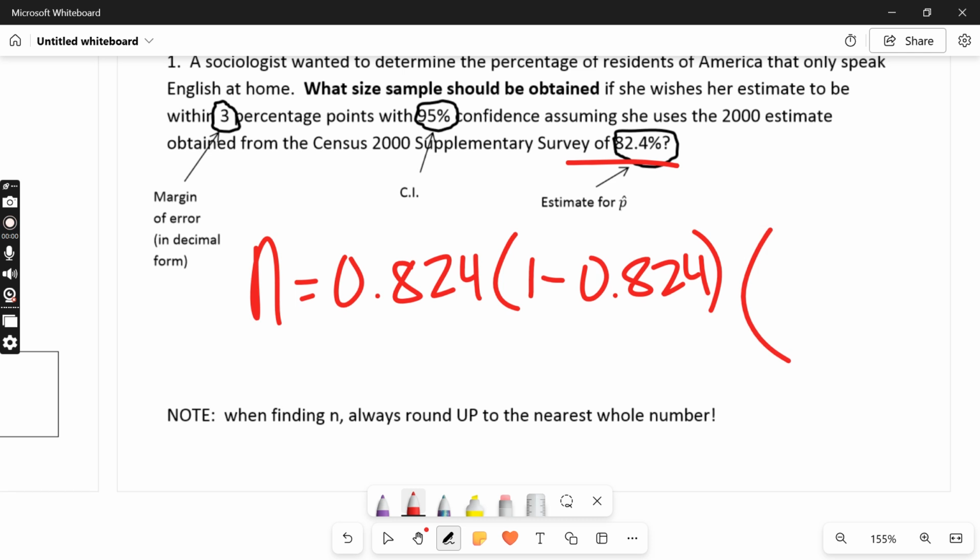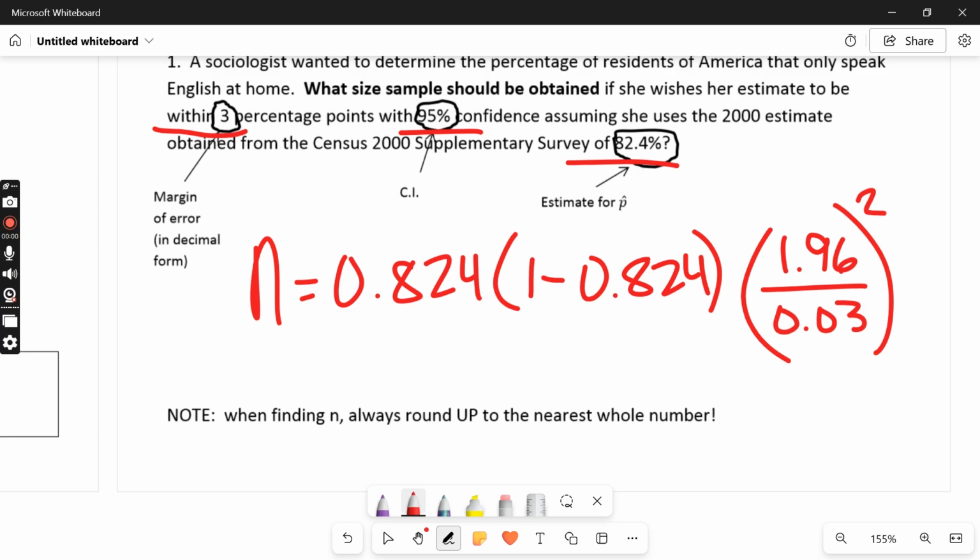Okay, and then we have that critical value. Remember, our critical value is based on our confidence level. So our confidence level is 95%, so we would look up 95% in that chart. It's 1.96 divided by, and it has a big E for our error. This is what we want to be within, 3 percentage points. So 3% is 0.03 squared. And then you just type that into your calculator.